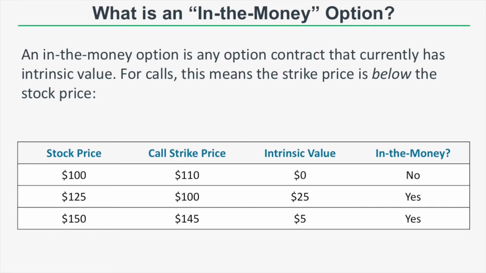If the stock price is $125 and the call's strike price we're looking at is 100, that call has $25 of intrinsic value because that strike price is $25 below the current stock price. That option would be in the money. The same with the third example: if the stock price is $150 and the call's strike price is $145, that call option has $5 of intrinsic value, and therefore the option is in the money.